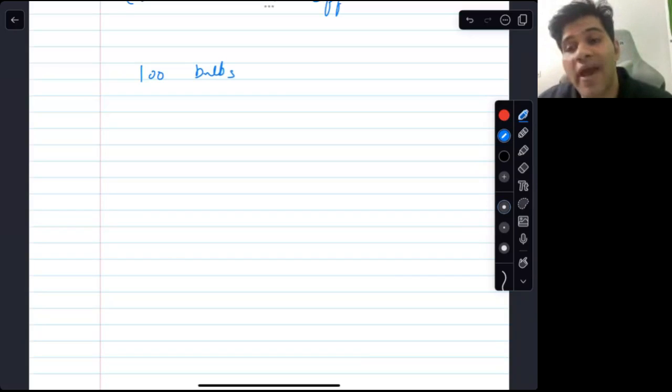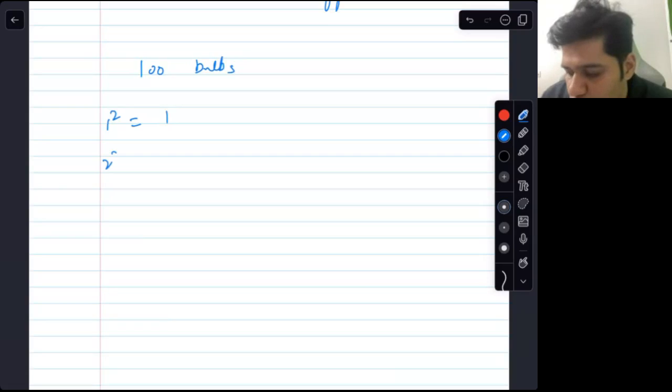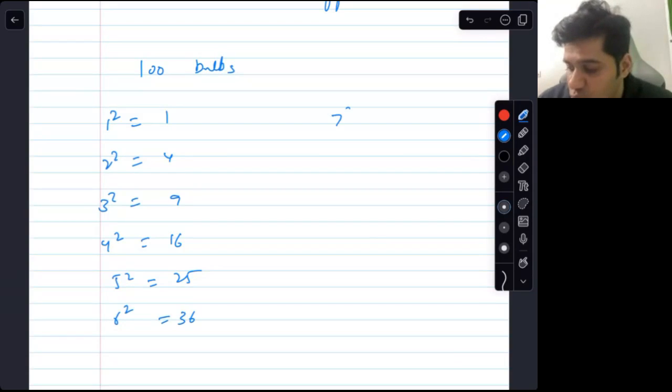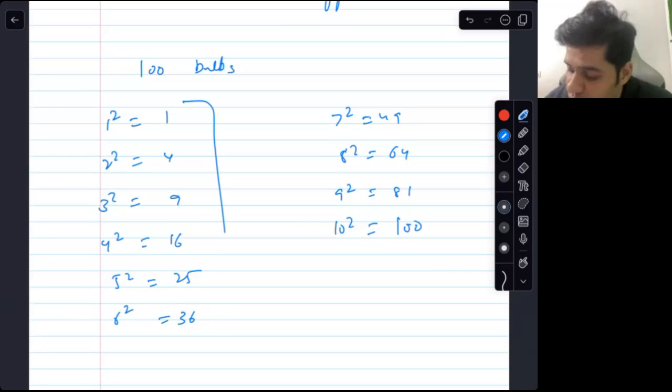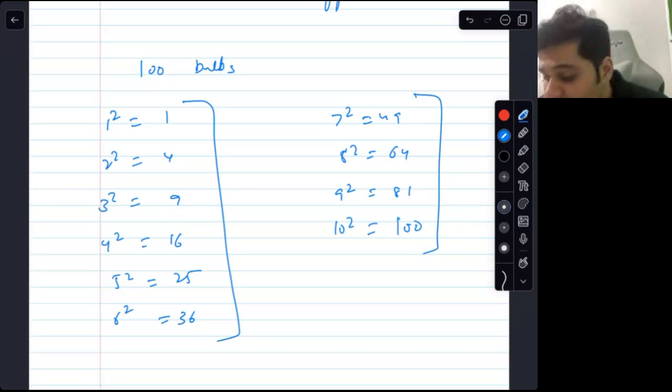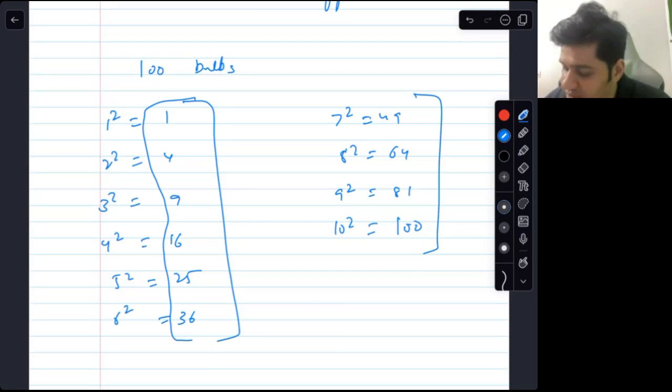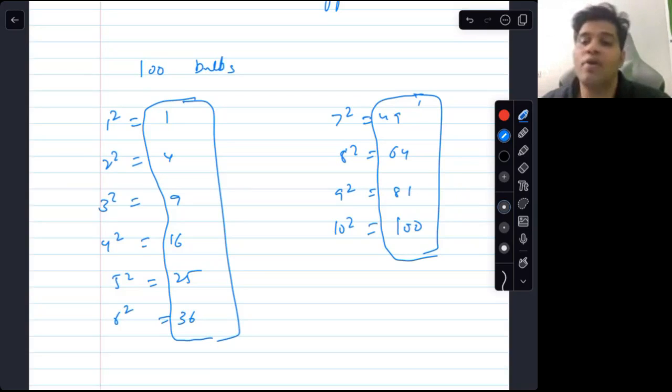Now, if we are thinking for 100 bulbs, which are all perfect squares? 1 square is 1, 2 square is 4, 3 square is 9, 4 square is 16, 5 square is 25, 6 square is 36, 7 square is 49, 8 square is 64, 9 square is 81, and 10 square is 100. So these bulbs will stay on. Why will these 10 bulbs stay on? Because they will be toggled an odd number of times. Now why is that happening?